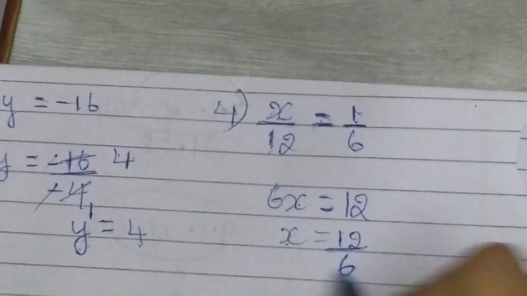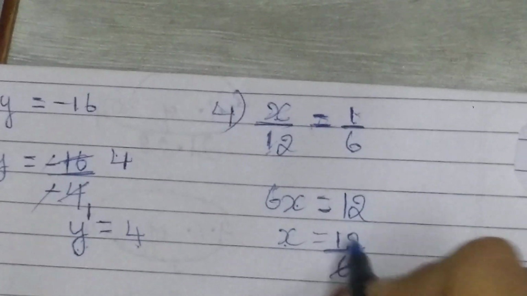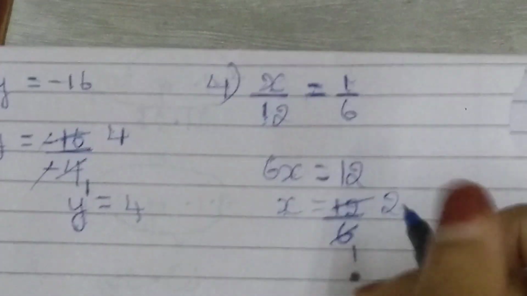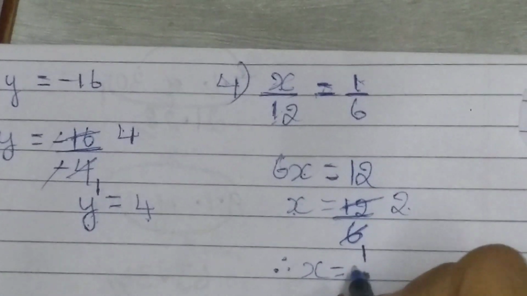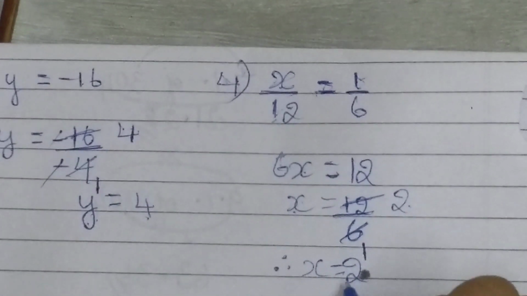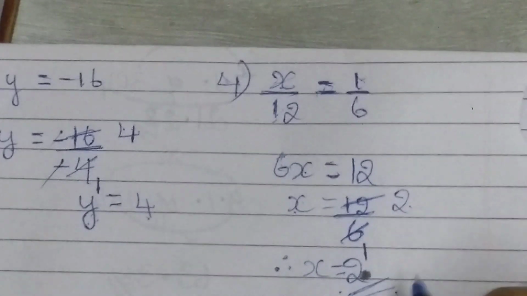Now 6, can we cancel this? 6 1s are 6, 6 2s are 12. Therefore x is equal to 2. So your answer, the value of x is equal to 2.